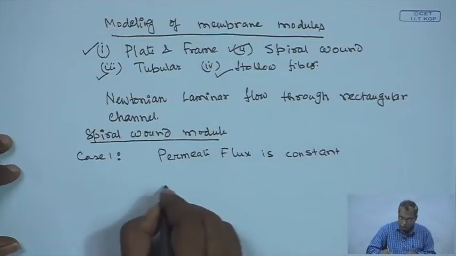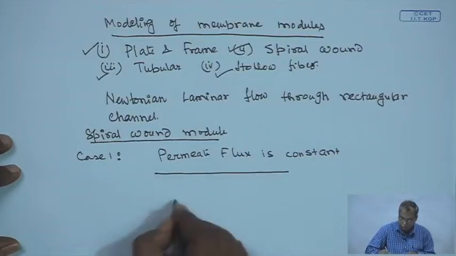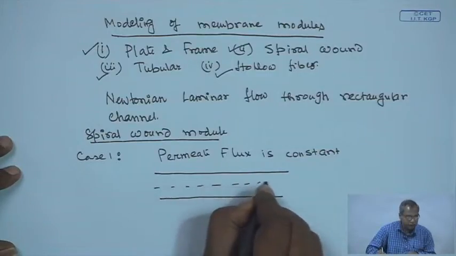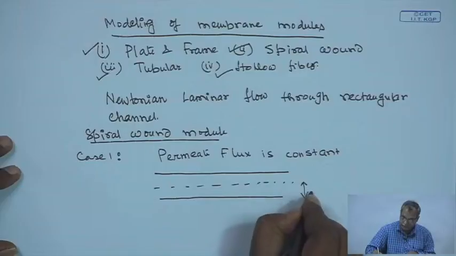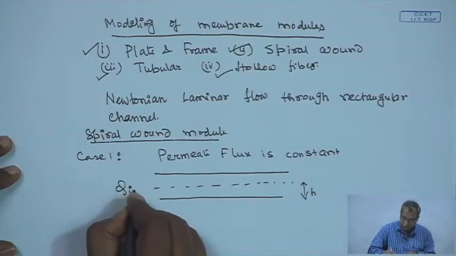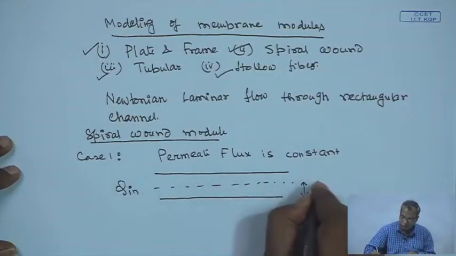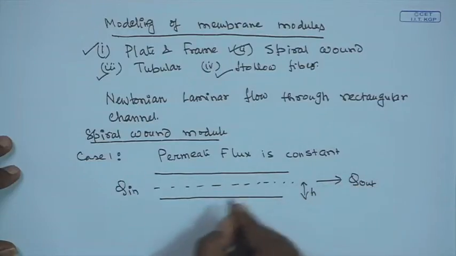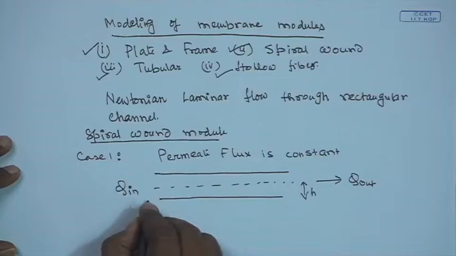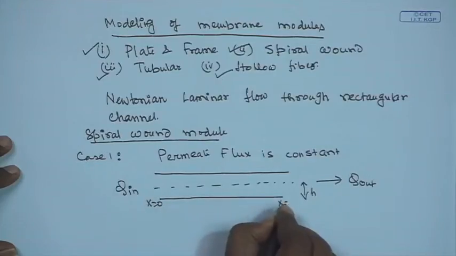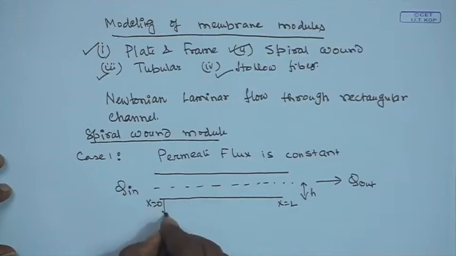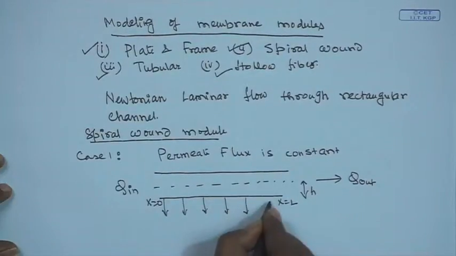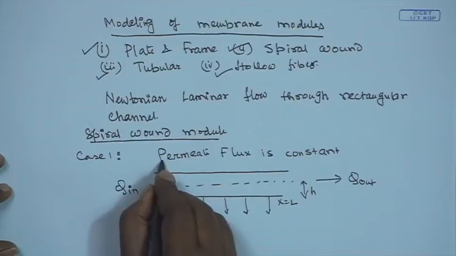Okay. So, let us consider a membrane channel where this is the middle of the channel of half height h. This Q in is the total volumetric flow rate going inside the channel, and this Q out is going out of the module. This is x equal to 0 and this is x equal to L, where L is the length of the channel, and we will be considering a constant permeate flux in the module. So, all these are constants.